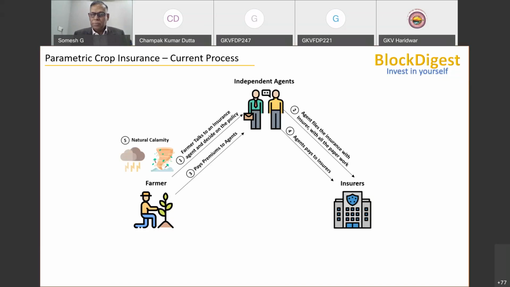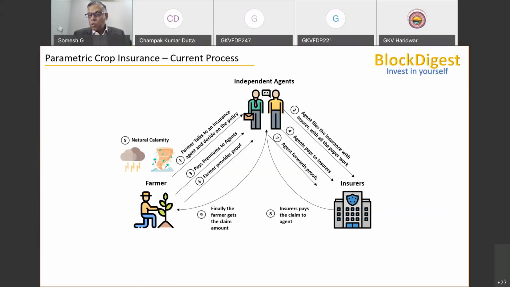Calamity happens. Farmer provides proof to the agent. Agent forwards the proof to the insurer. Insurer pays to the farmer through the agent.